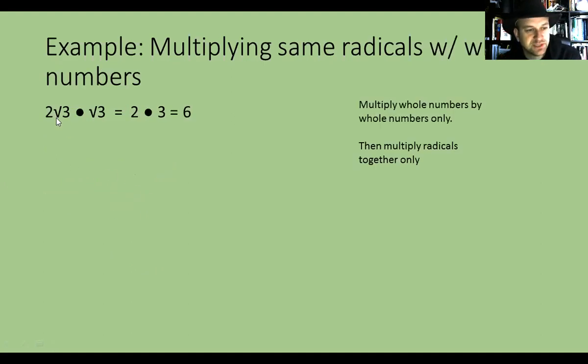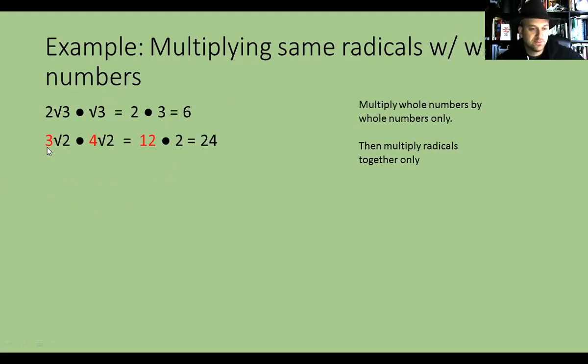Now, sometimes we're going to have radicals that have whole numbers in front. So what we want to do first is multiply whole numbers by whole numbers. So 2 times 1, there's a 1 out in front of this. 2 times 1 is 2. Square root of 3 times the square root of 3 is 3. So that's going to give you an answer of 6.